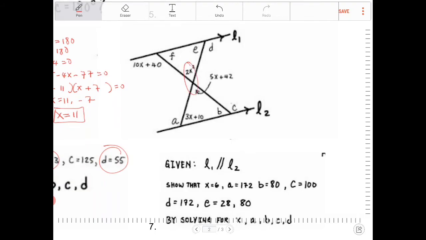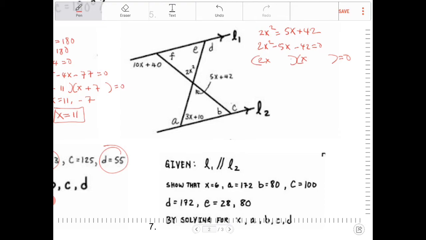I see here these are vertical angles, so immediately I can say 2x squared is equal to 5x plus 42. 2x squared minus 5x minus 42 is equal to 0. To factor this, I immediately know that 2x squared, there's only one way of getting that, and that is 2x and x. I need two numbers to multiply to negative 42, but then I need the combination in the middle to add up to negative 5.